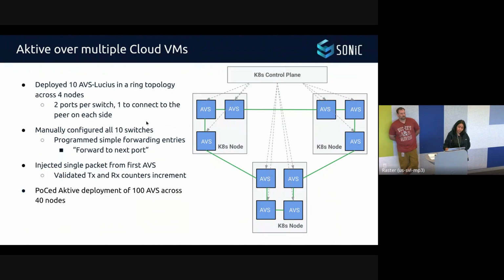As the next step, we also tried a POC with Active deployment of 100 AVS virtual switches across 40 nodes. Just to give a rough idea, the topology creation, the emulation, took about 10 minutes to create the 100 AVS switches across 40 nodes.